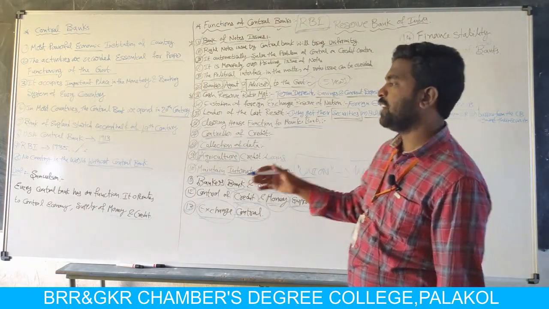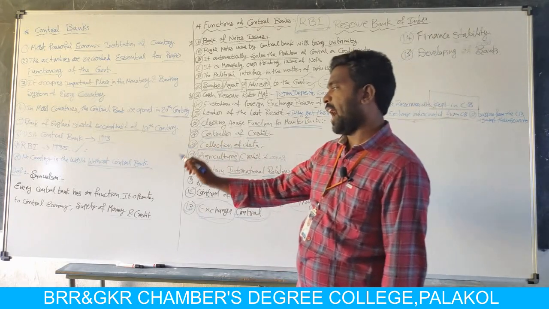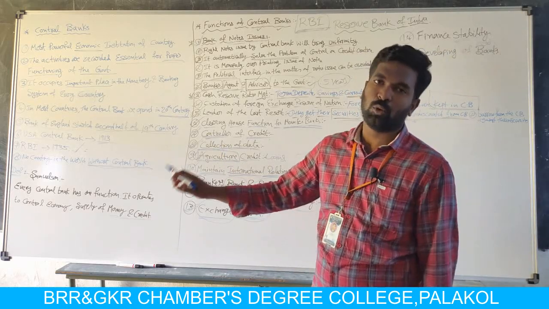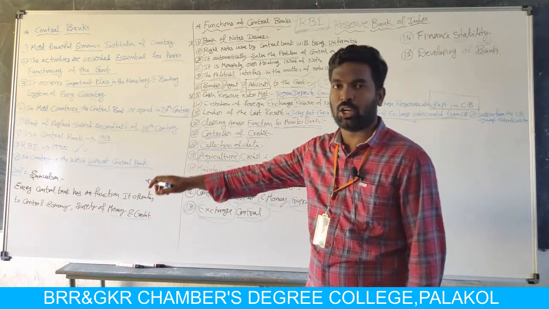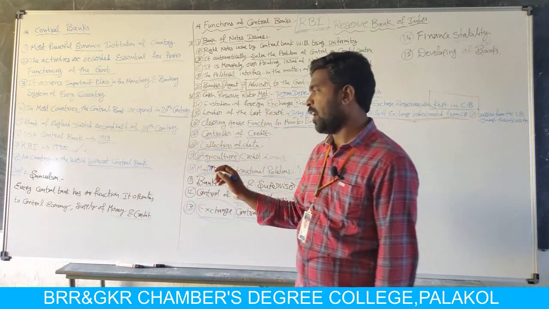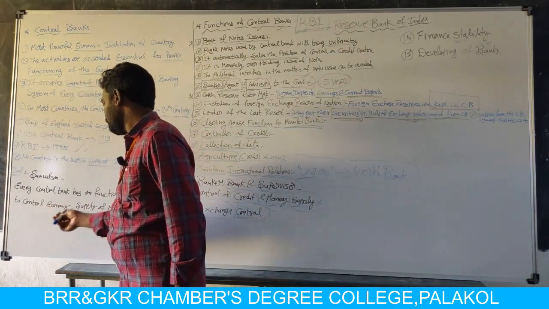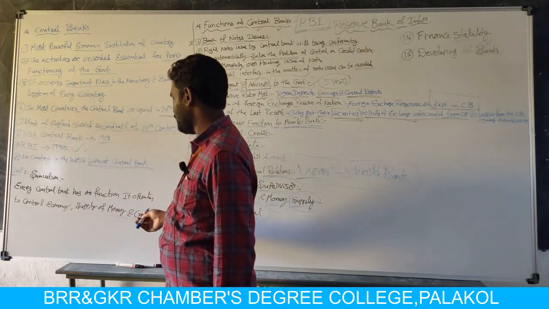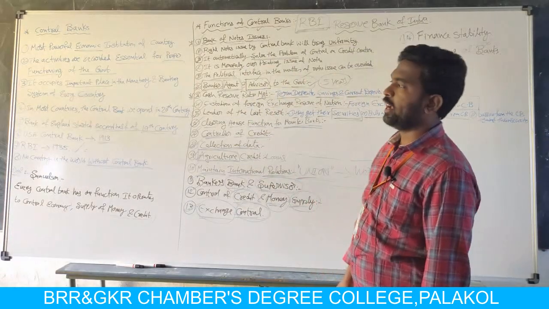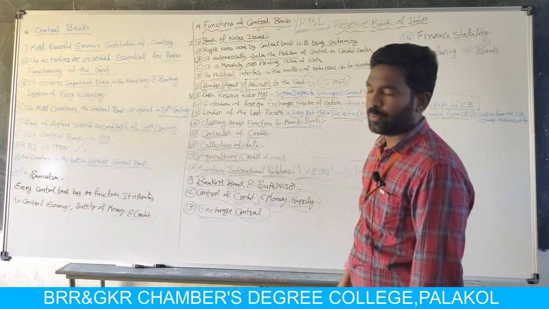Okay, then the definition given by Samuelson. Every central bank has one function. It operates to control the economy, and the supply of money and credit also. So first thing, economy. Second thing, supply of money. Third one, control. These three things are maintained by the central bank, as defined by Samuelson.